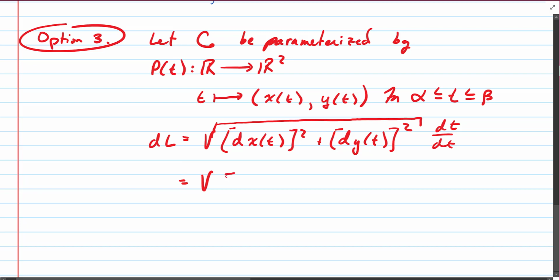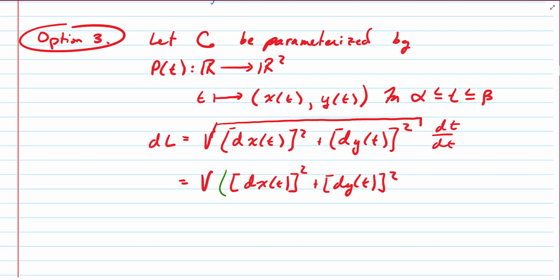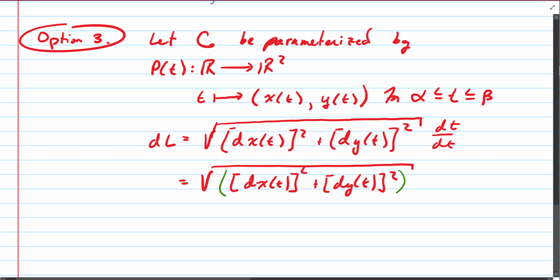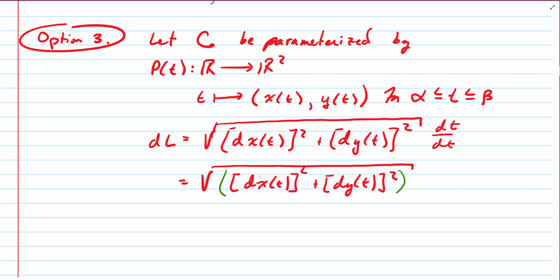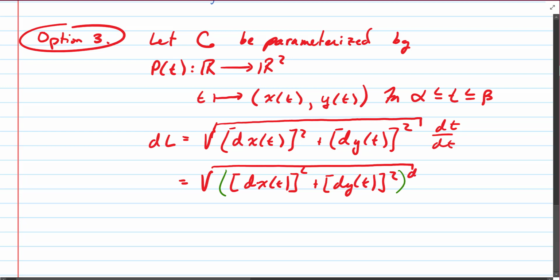So we've got parentheses, differential x of t quantity squared plus differential y of t quantity squared. And that's all sitting inside the square root. And then we're going to pass inside the square root one of these differential t's, the one in the denominator. So we bring that in as 1 over differential t quantity squared, differential t.